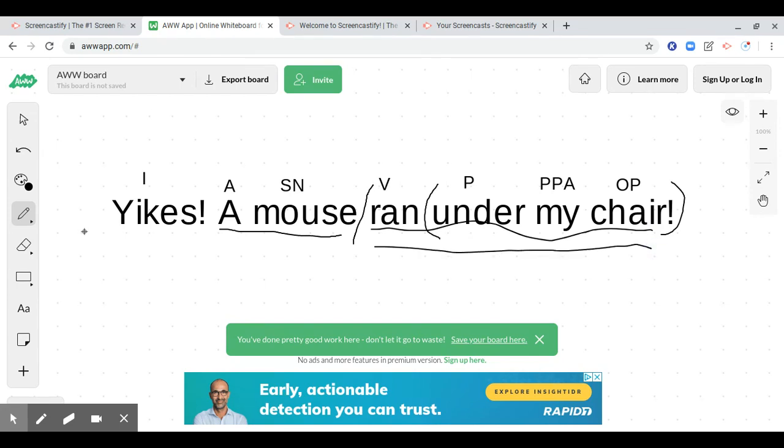So what do we do about yikes, the interjection? The answer is we do nothing. We don't underline it. It's not actually part of the subject or the predicate, so you leave it alone. Let's decide what type of sentence this is. It's an exclamatory sentence, so we can write an E next to it. And it's subject noun verb pattern 1.